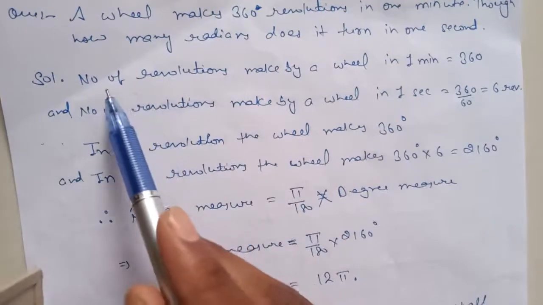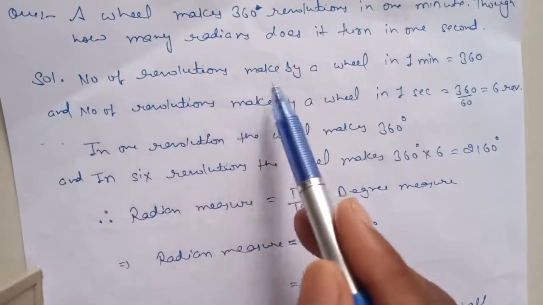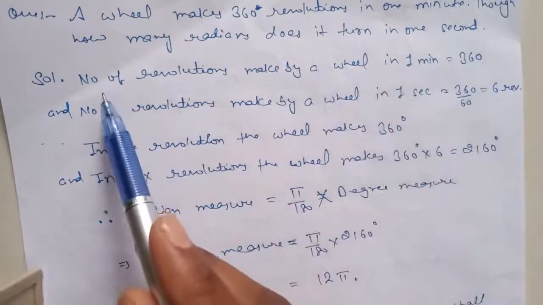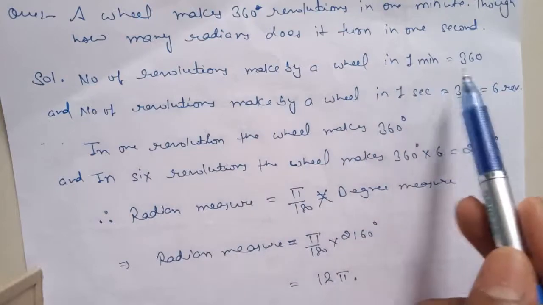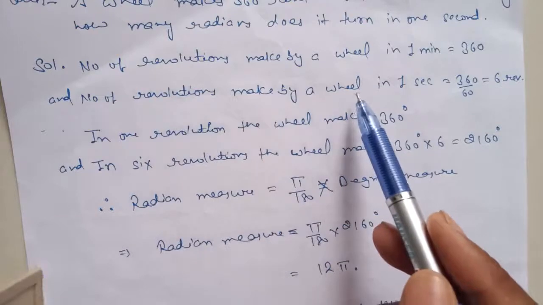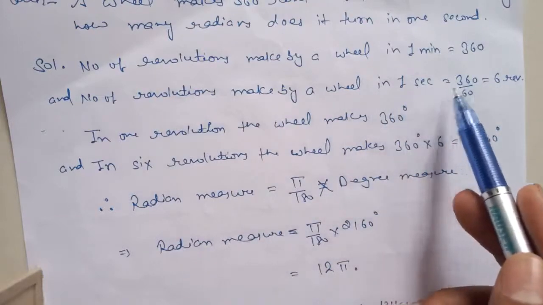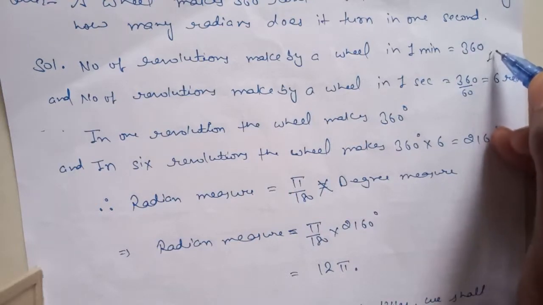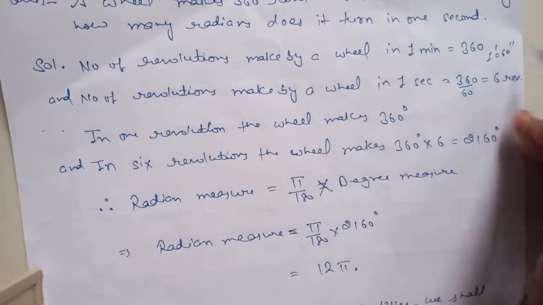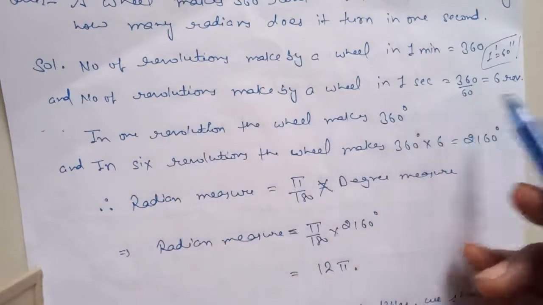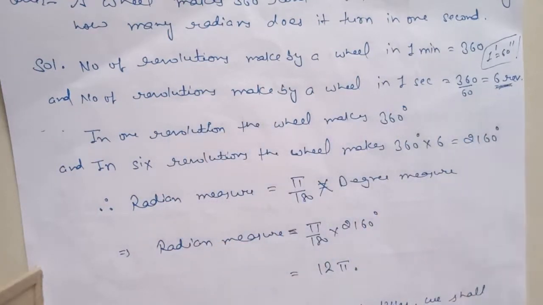So the solution will be, first of all, the number of revolutions made by a wheel in 1 minute is equal to 360, and the number of revolutions made by a wheel in 1 second is equal to 360 by 60, because in 1 minute there are 60 seconds. Therefore the wheel makes 6 revolutions in 1 second.